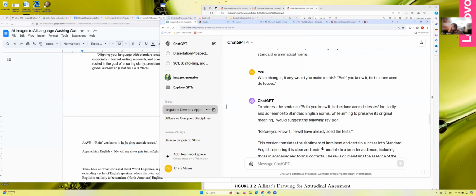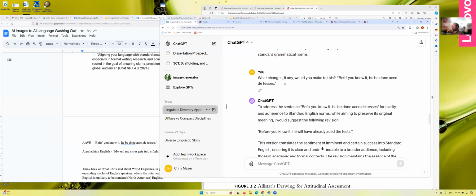I crafted questions that were my best attempts to be non-leading and non-biased. I didn't ask, make this better, or correct this, or how should this look to be clearer? I didn't ask that. I said, what changes, if any, would you make to this? And then I dropped the example. We could think back to the best practices we've talked about in making interview questions in our qualitative unit. And I'll be curious if anybody has a better way to frame these questions, actually.